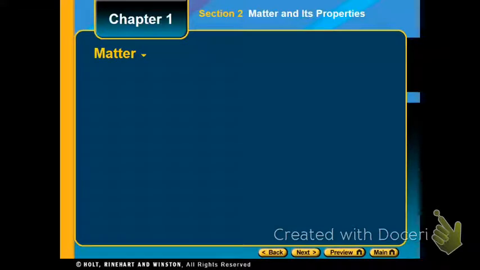Welcome everybody to chemistry. This is our first lesson of the year. This is going to cover Chapter 1, Section 2. So Chapter 1, Section 2, we're going to look at matter and its properties.